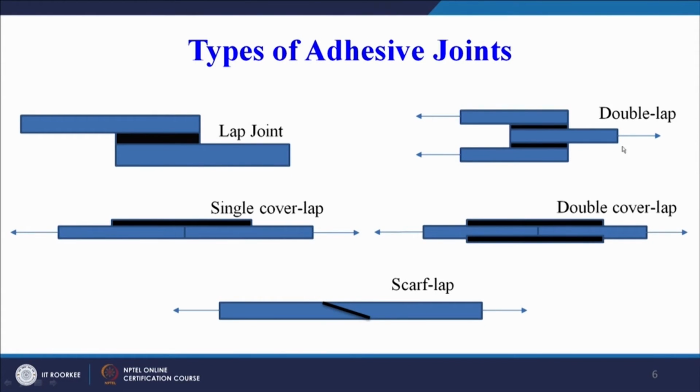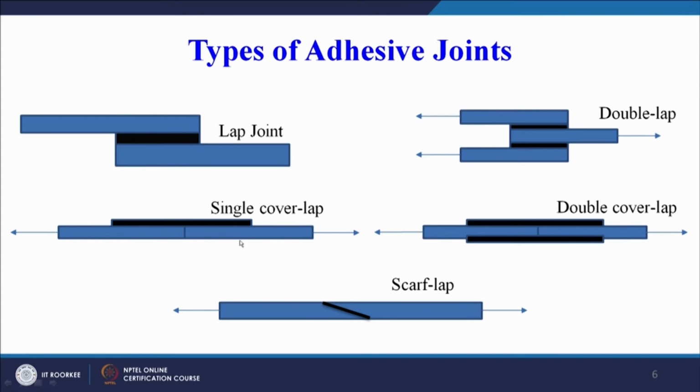We can have double lap joint, we can see. We can have single cover lap. Basically these blue portions depict the adherents. This is adherent 1, adherent 2, or substrate 1, substrate 2. In between black is representing the adhesive. Here also this is the adherent, second adherent, third adherent, and in between we have the black color, 2 layers of adhesive, and therefore we have a double lap joint.